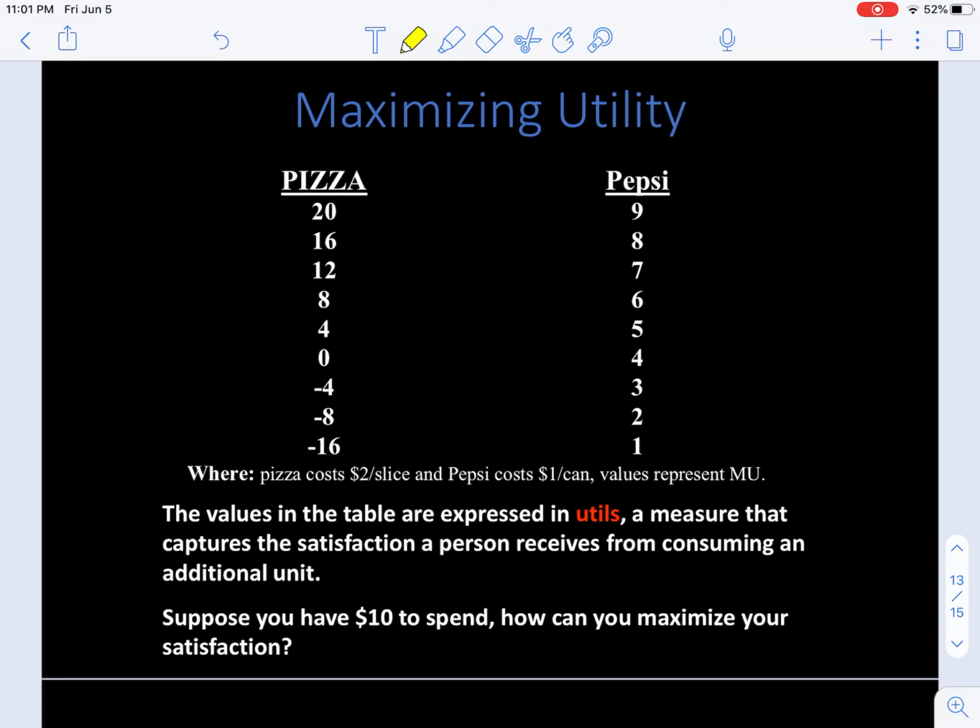All right, everyone, we're back. We're going to wrap up the consumer behavior section with a numerical example. There's only a couple slides in this part. We're going to work on this table for a little bit.